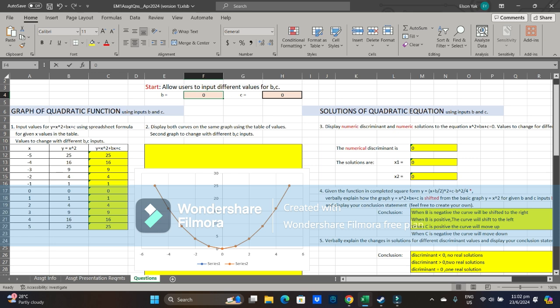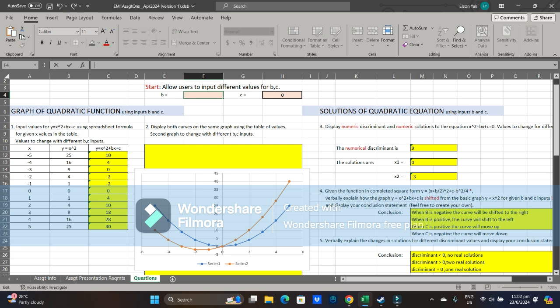If I change our b value to a positive number, it will cause our curve to shift towards the left. Whenever I change our b to negative 3, which is a negative number, it will cause our curve to shift towards the right.